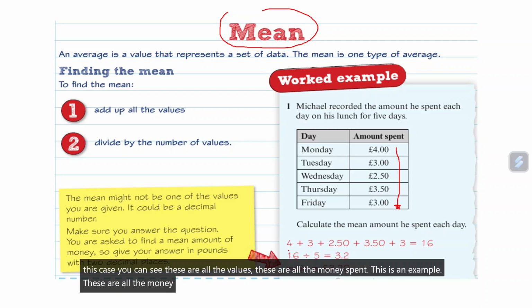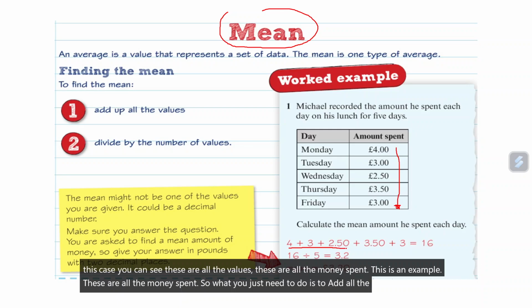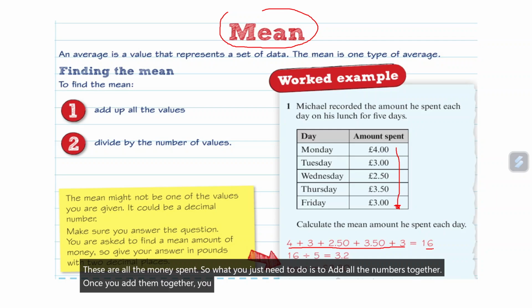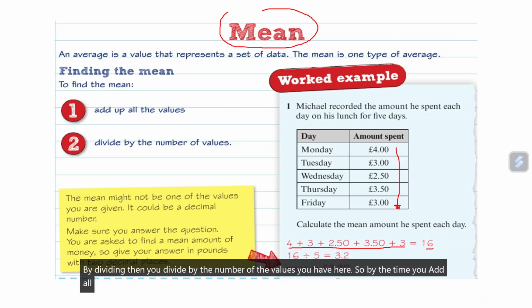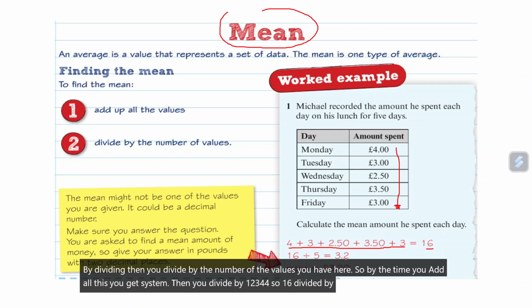So what you just need to do is to add all the numbers together. Once you add them together, you get 16. Then you divide by the number of the values you have here. So by the time you add all this, you get 16, then you divide by 1, 2, 3, 4, 5. So 16 divided by 5 will give us 3.2.